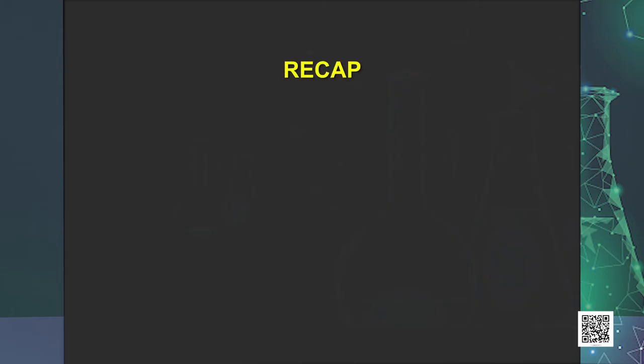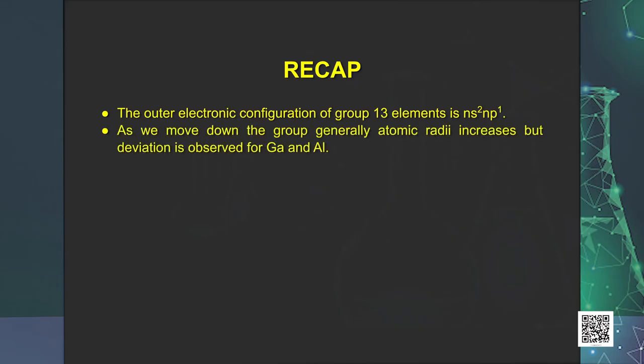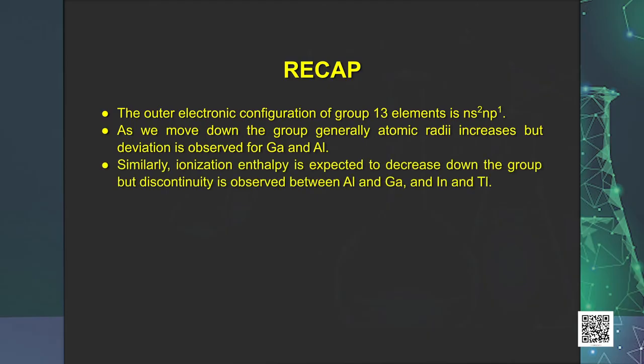Let us recall all the discussed concepts. The first one is that the outer electronic configuration of group 13 elements is ns2np1. Second point is, as we move down the group, generally atomic radii increases but deviation is observed from gallium and aluminium. The third point is, similarly ionization enthalpy is expected to decrease down the group, but discontinuity is observed between aluminium and gallium and indium and thallium.